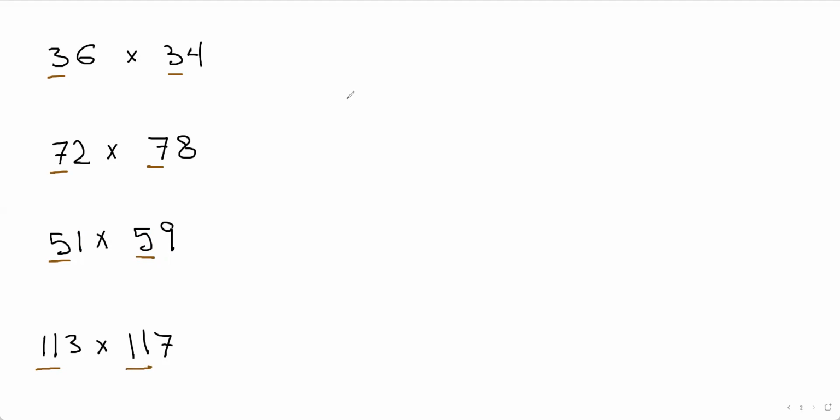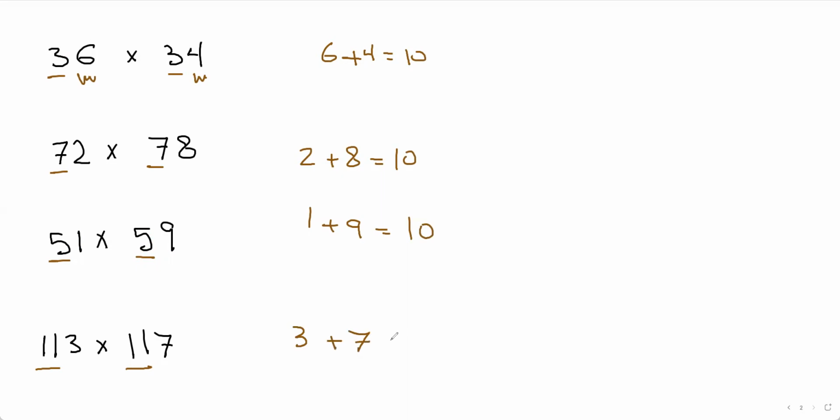Okay. How about the second condition? The second condition for this to work, the end digits, which are these ones right here, must add up to 10. So as you see, 6 plus 4 gives me 10. 2 plus 8 gives me 10. 1 plus 9 gives me 10. And also the 3 plus 7 here gives me 10.